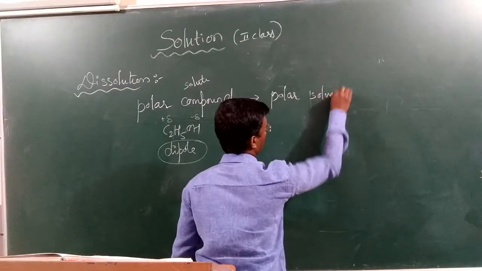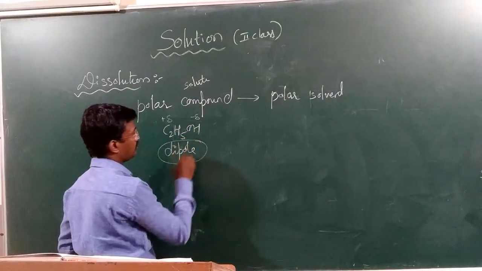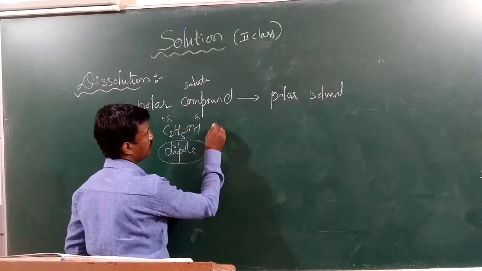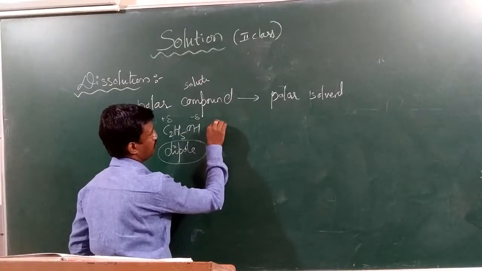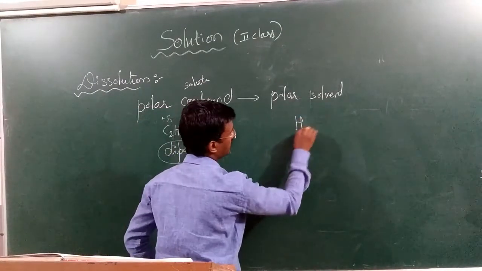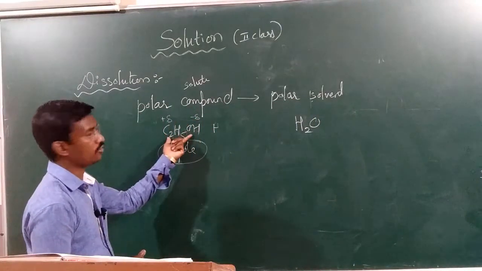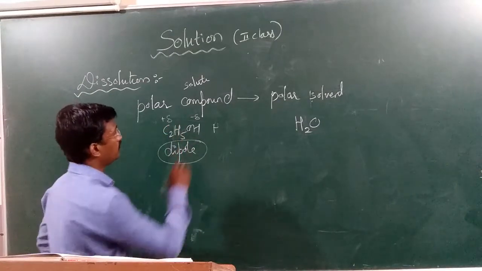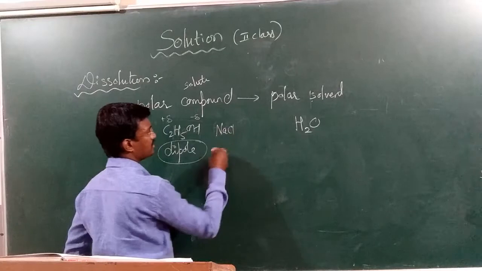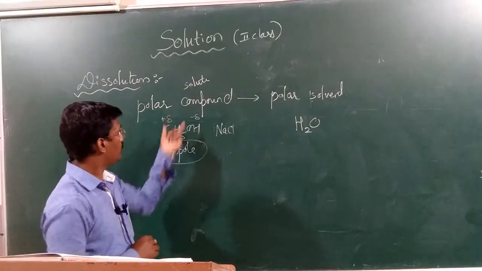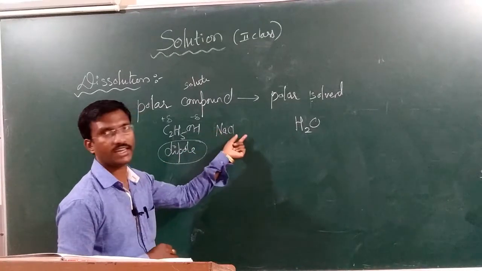The best example for a polar compound is ethanol. So you can take another compound. I would like to write water as a polar compound because water is able to dissolve alcohol compounds also. Moreover, we can write the salts also, because sodium chloride, magnesium chloride are going to carry polarity. They are exhibiting the dipole because sodium carries plus, chlorine carries negative.